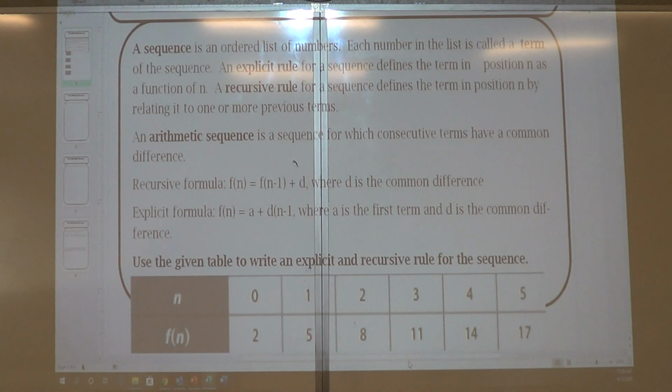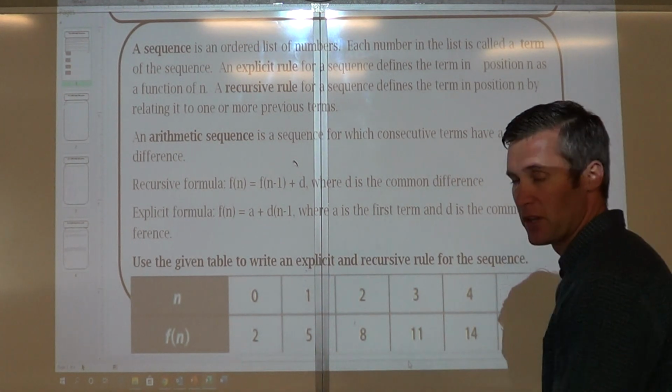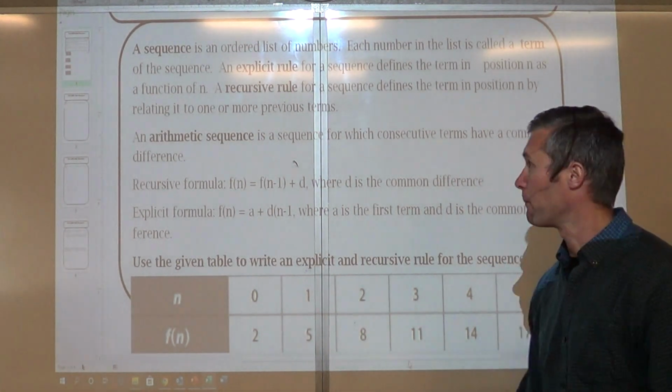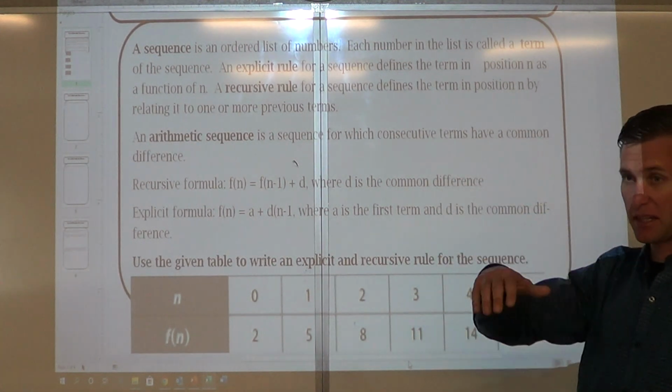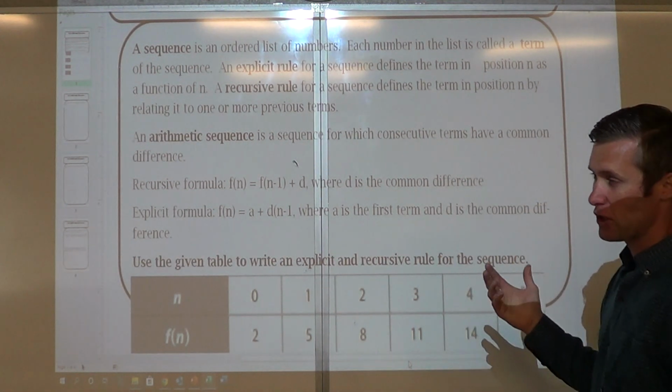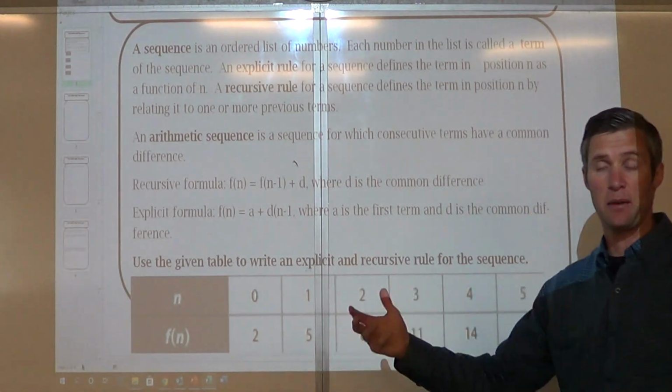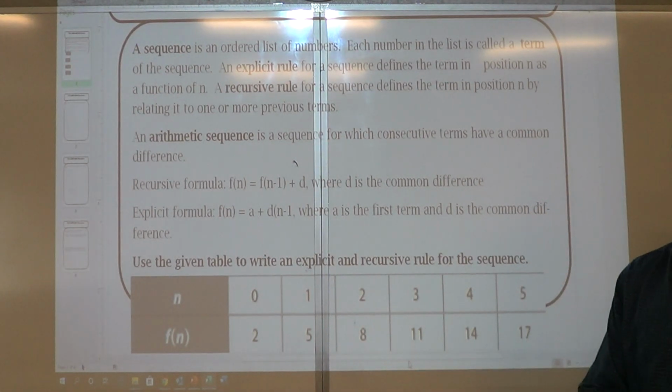Hello students, next thing that we're going to go through, this is 12.1, is sequence. A sequence is just a list of numbers. Each number in the list is called a term. We're going to look at writing equations, looking at a pattern of numbers and how we could write an equation for that list of numbers.